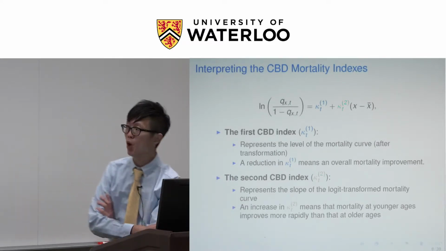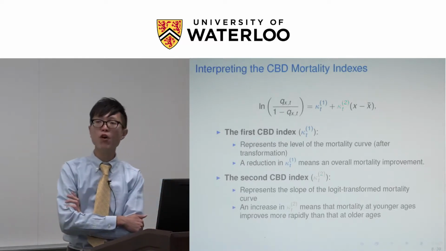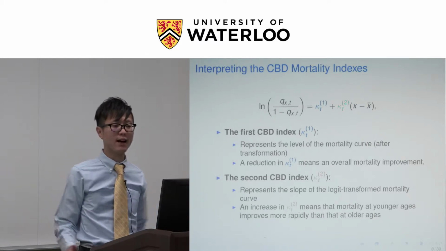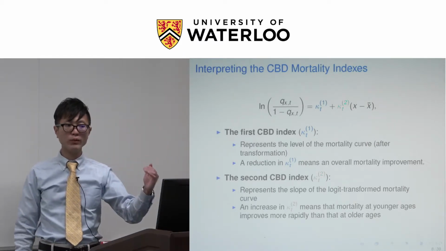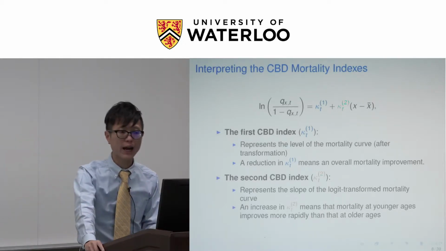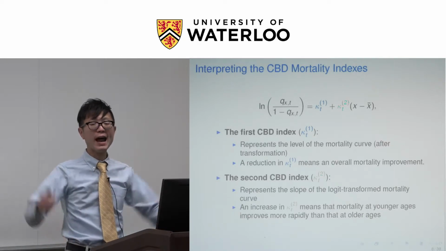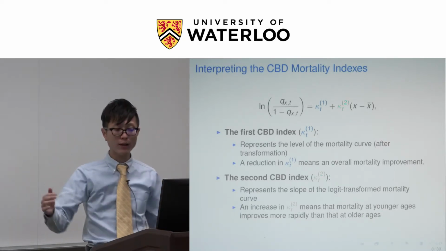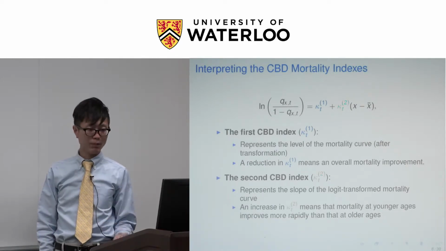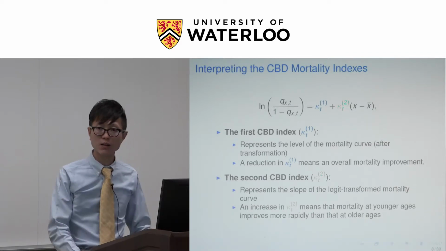Well, let me go back to the equation and then explain further. So the first CBD index, highlighted in blue, represents at a given time point the level of the mortality curve after a logit transformation. So what this means is that a reduction in kappa 1t represents an overall mortality improvement, an improvement that is applied to all ages under consideration.